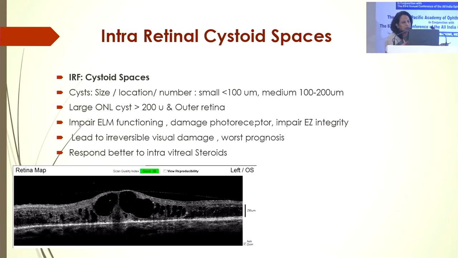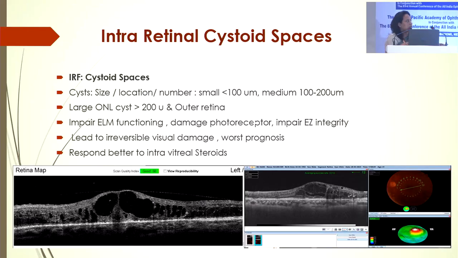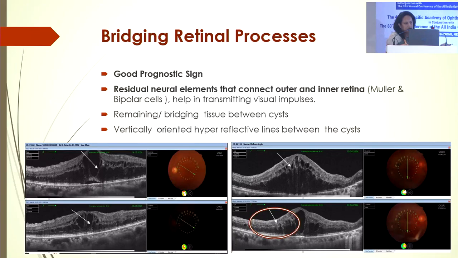The number, location, and the size of the cyst matters here. When the cysts are more than 200 micron and they are present in the outer retinal layer, they become significant because it can really hamper the outcome. As you can see here, this is a large cyst sitting more than 200 micron in the outer retina, and here it starts compromising the outer blood retinal barrier, that is the external limiting membrane and the ellipsoid zone, and that is where we know that the outcome will probably not be as good.